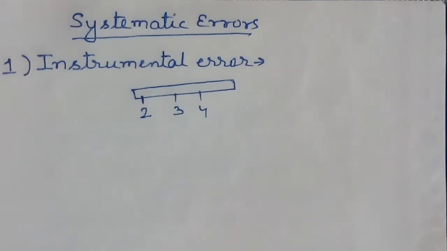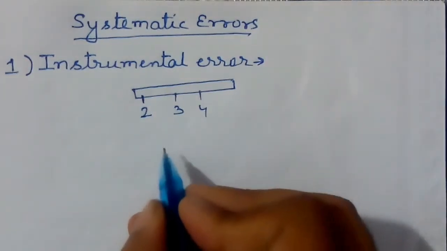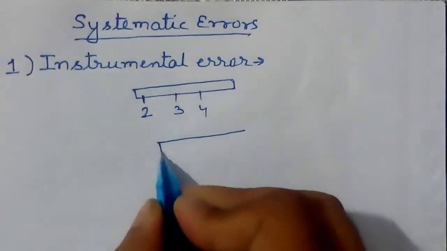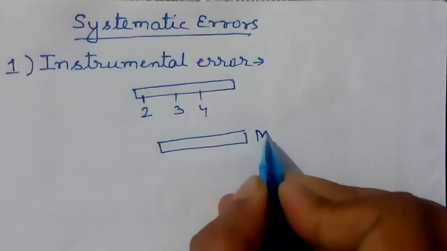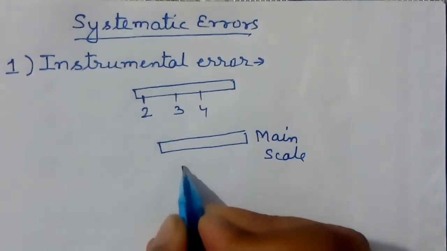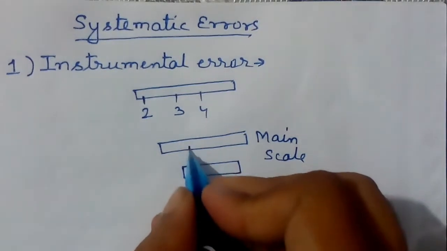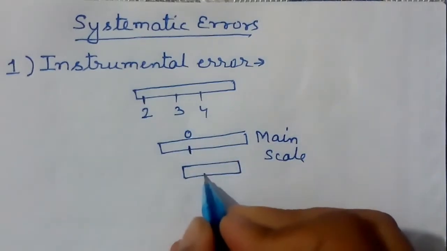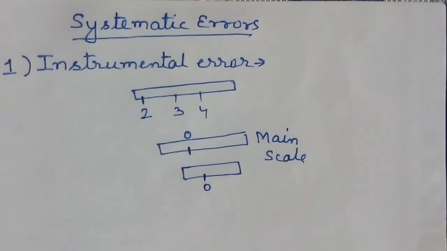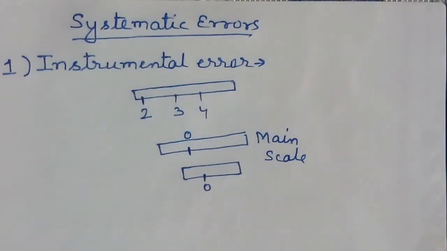Okay. Second, if we are using a vernier caliper or any other device in which two scales are there, one is the main scale and another is the movable scale. Okay, so we have two scales there. Suppose its 0 is here and its 0 is here. So the 0 is not coinciding. Either the 0 lies to the left of this one or to the right of that. Then we will classify that as positive 0 error or negative 0 error.